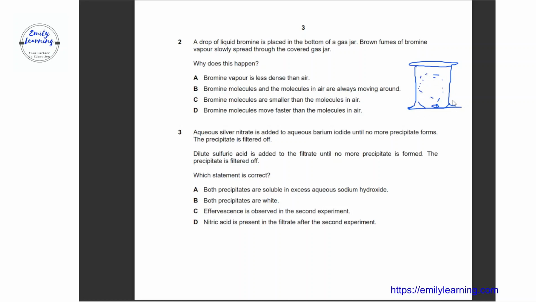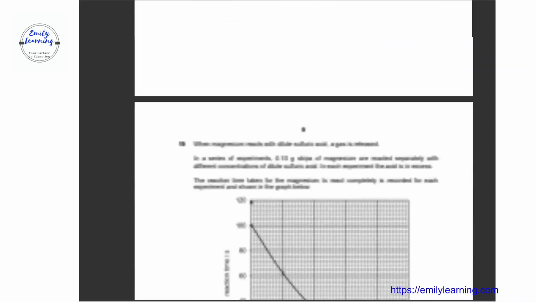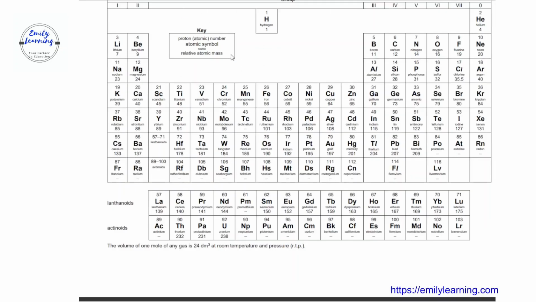So why does this happen? Option A says bromine gas is less dense than air. In fact, it is denser than air, so this is wrong. If you're wondering why bromine gas is denser than air, let's take a look at the periodic table, which is found at the end of this. Bromine exists as Br2. If you calculate the Mr of Br2, it will be 80 times 2, which is 160.